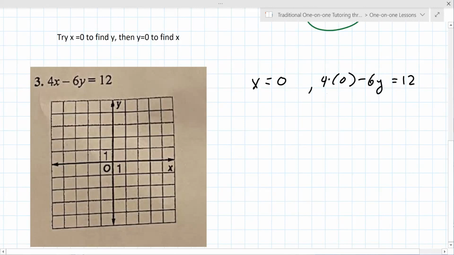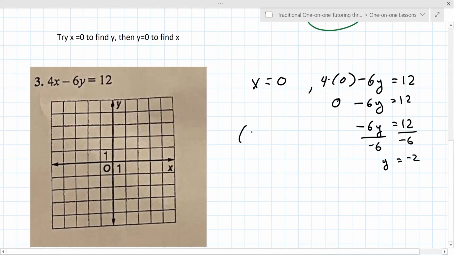Okay. Well, let's just work this out together. What is 4 times 0? 0. Minus 6y equals 12. 0 can just go away. So it's just -6y. And then you divide both sides by what number? -6. It has to be whatever's in front of y. Remember that. So what is the ordered pair here? It is 0 and -2. Okay, so here's that point, 0, -2, right there.